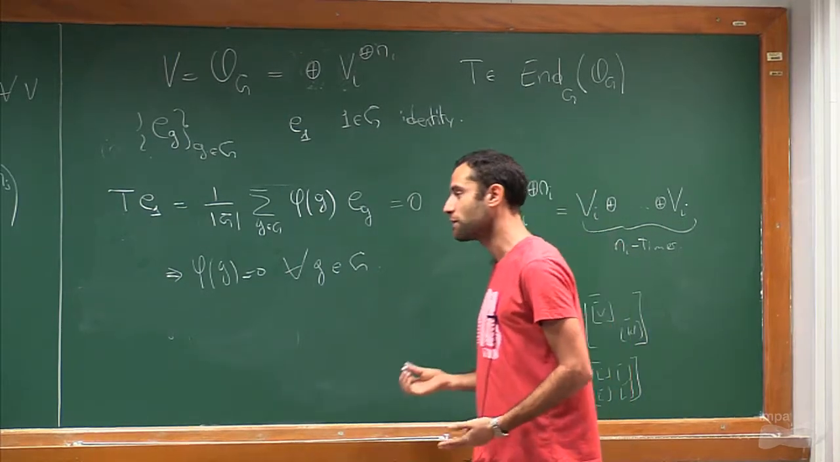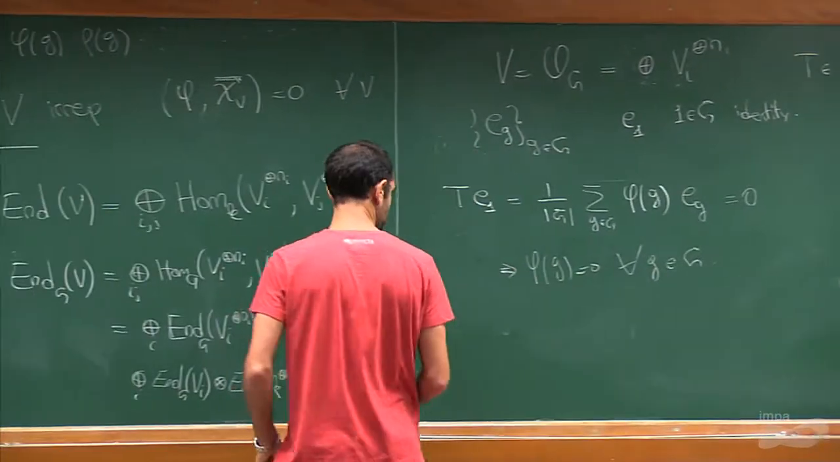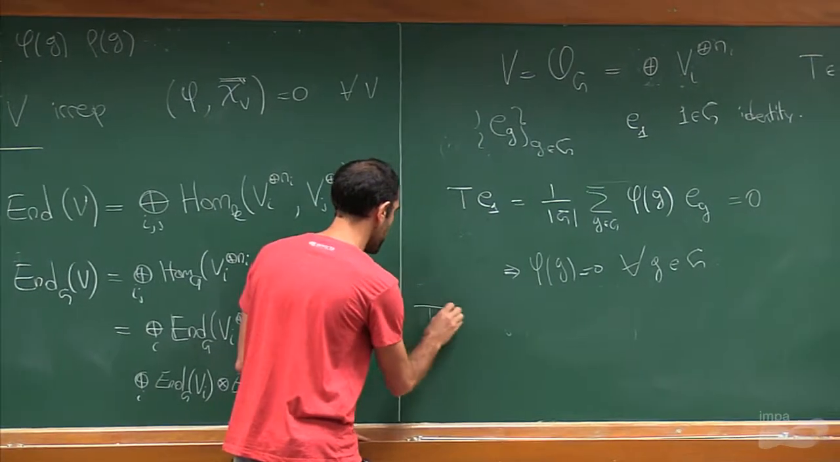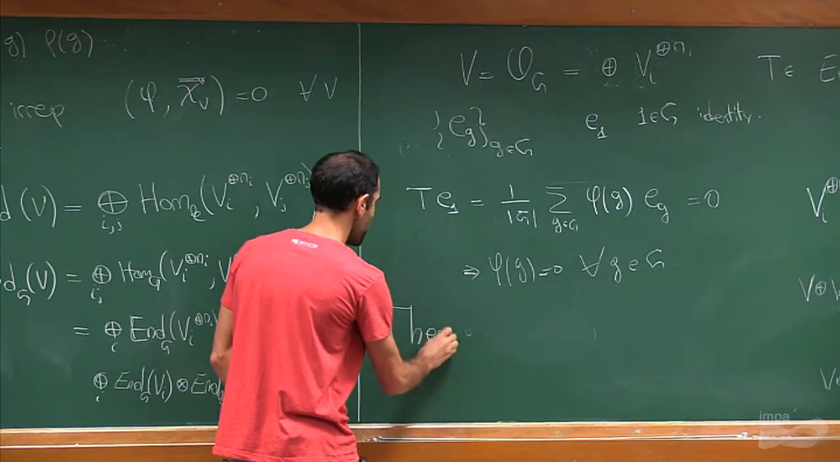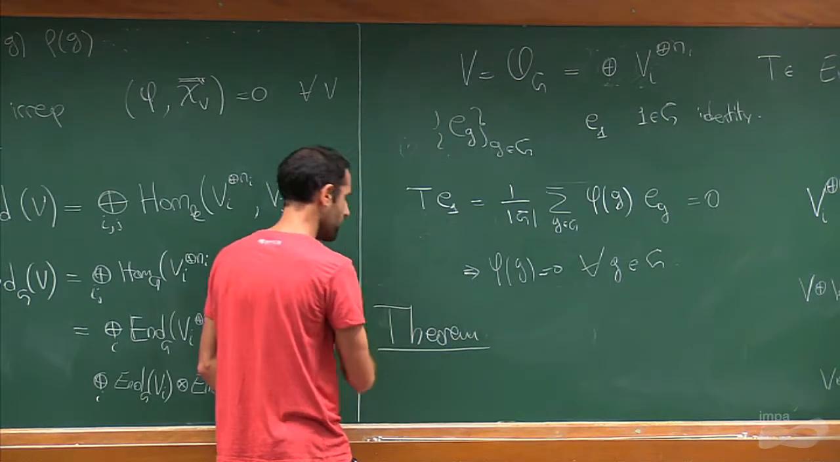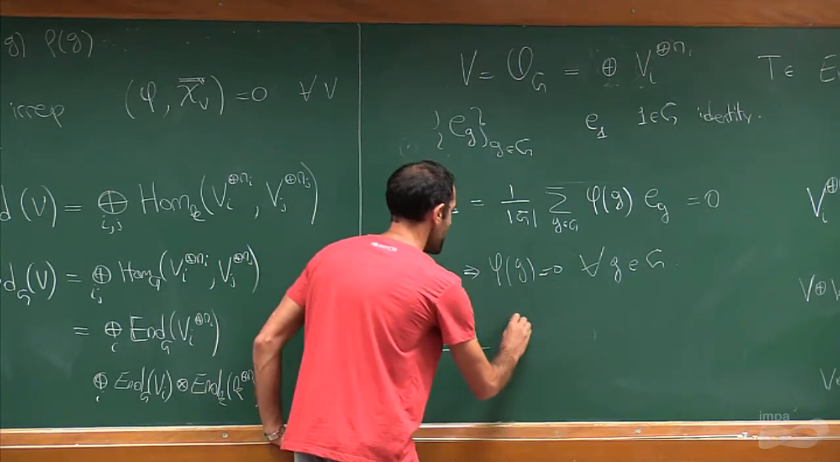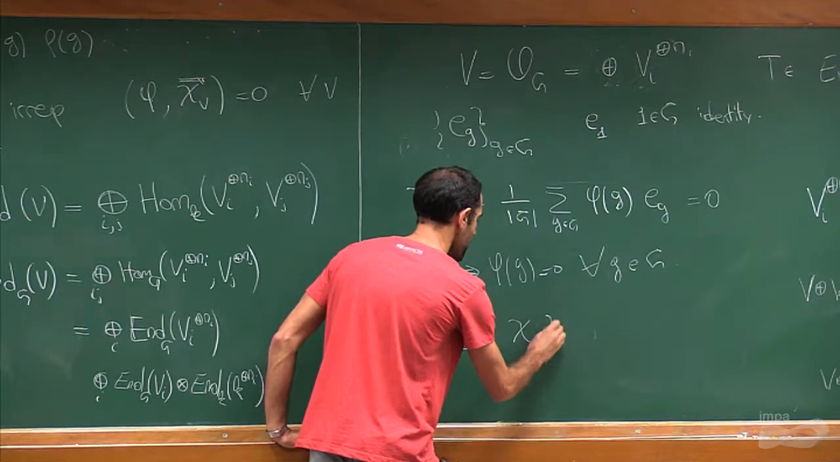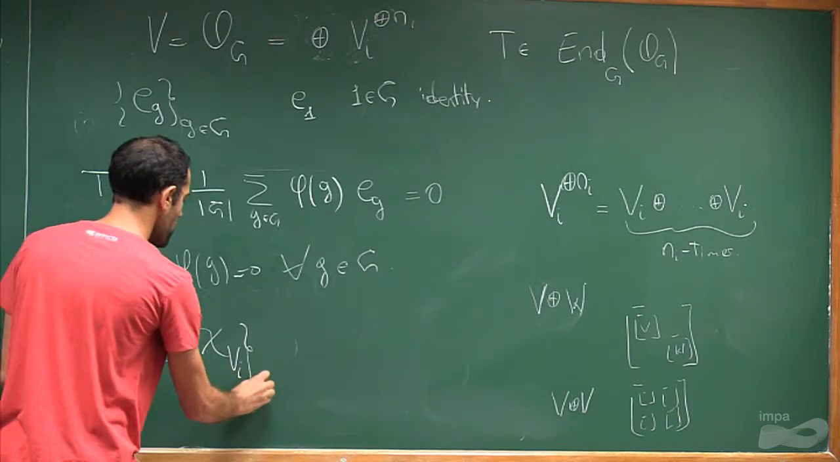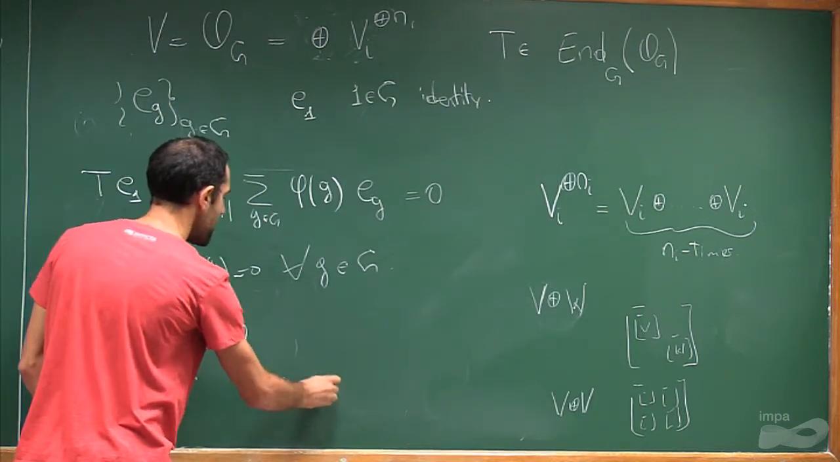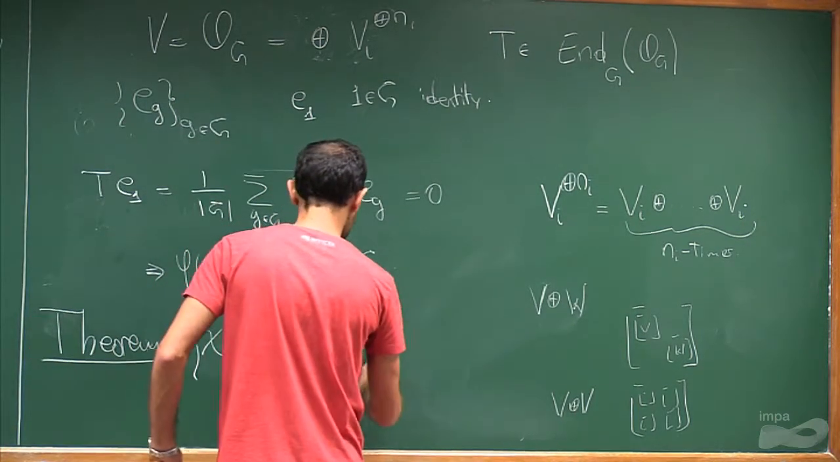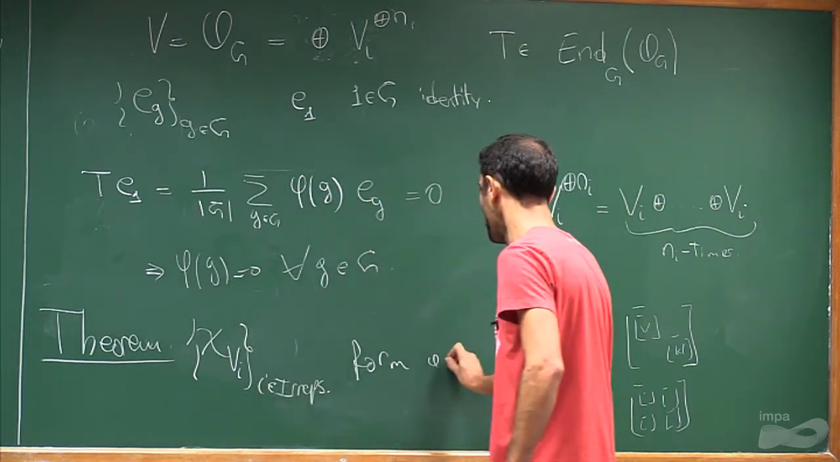So this finishes the proof of a long theorem, which is the only theorem we've proved so far in this class, well, in the representation part. The theorem: the characters of Vi, where the Vi form a basis of the irreducible representations, form an orthonormal basis.